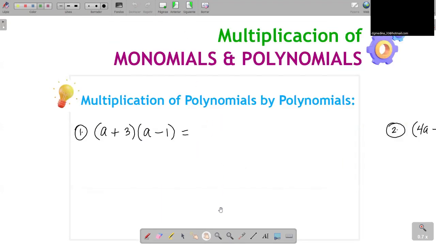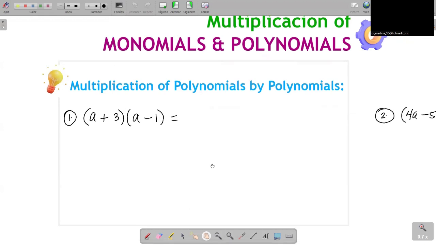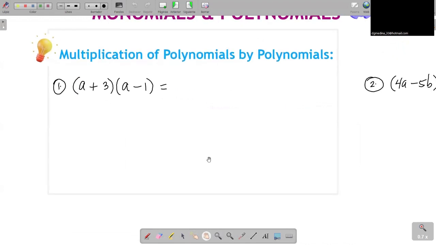Okay, let's see now. These are two examples of multiplication of polynomials by polynomials. First we saw the multiplication of just monomials. In the second slide, we could see the multiplication of a monomial by a polynomial. But here we're going to see the multiplication of polynomials by polynomials. Okay, so let's see. Number 1. So we have two binomials. We have a plus 3 times a minus 1. So pay attention to this.